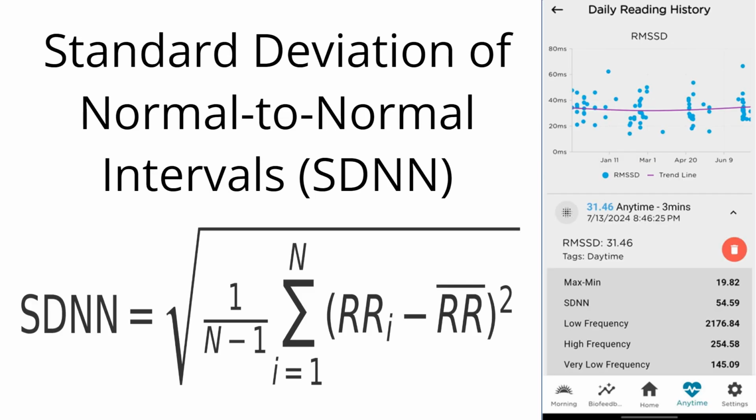SDNN, the standard deviation of normal to normal intervals, is similar to RMSSD in that it provides a measurement of the differences in the intervals between heartbeats. However, SDNN examines all intervals, not just the adjacent ones, as RMSSD does, making it a more suitable measure for readings lasting hours or days, and less meaningful for shorter readings.